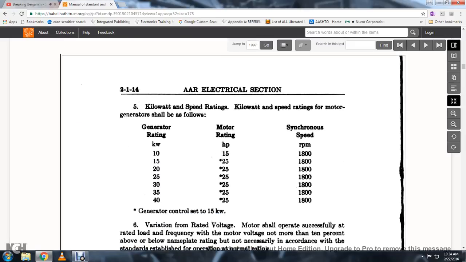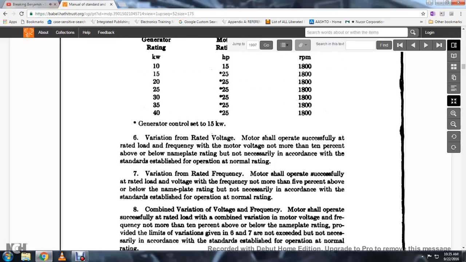Kilowatt and speed rating. The kilowatt and speed ratings of the motor generators are shown as follows. The kilowatt range starts from 10, with a motor rating of 15 at 1800 RPM. The synchronous speed is 1800 RPM. For the kilowatt rating of the generator, the motor rating is 15 for 10 and 15 kilowatts, while in increments of 5 from 15 to 40 the motor rating is 25, and the synchronous RPM rating is 1800. Generally the control set is for 15 kilowatts.